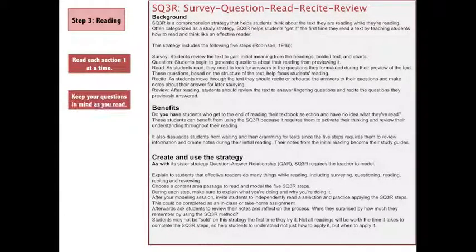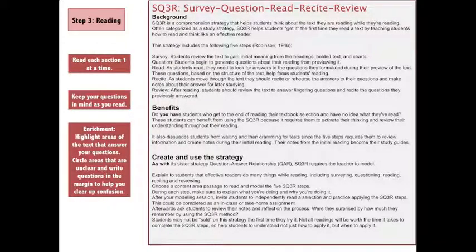The next thing you're going to do is read. You're going to read each of the sections one at a time. Keep in mind your questions as you read. Now, sometimes teachers have their students just read without answering questions, or they have them read and answer the questions. I don't like to have my students answer the questions yet. I like to have them highlight the answers in their text, because I know that by doing that, I can get them to look at the text twice. I can get them to look at the text once for highlighting and then once for answering the questions.